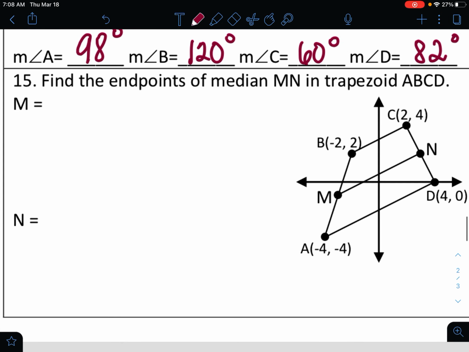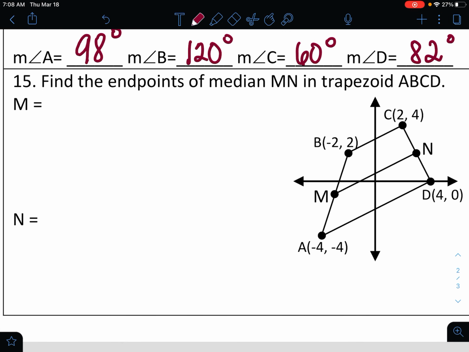Number 15. Okay, so this time we have some coordinate geometry. It says find the endpoints of MN. So this line here, or segment, M is in the middle of it because that's how mid-segments work. The endpoints of a mid-segment are going to be in the middle of the side. All right, so we're going to use the midpoint formula.